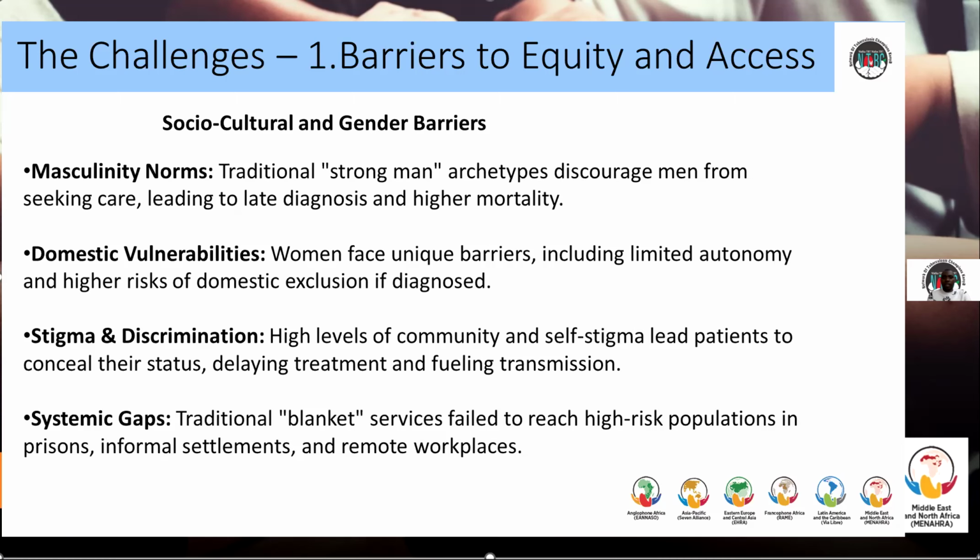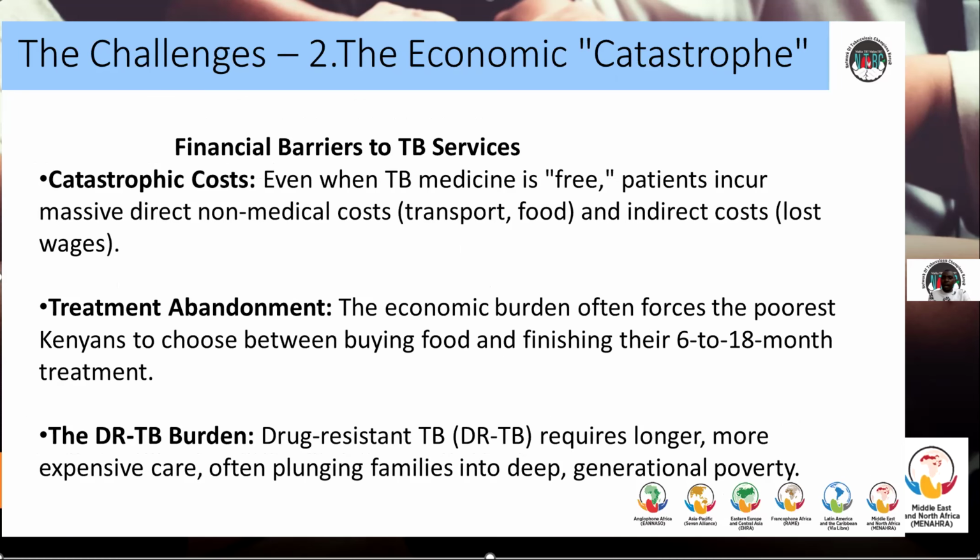Challenge number two is the financial barrier. As I highlighted earlier, catastrophic cost. Even when medicine is free, patients incur massive direct non-medical costs, which include transport and food, and indirect costs, which are very critical and very important when somebody is on TB treatment, as they have to come for medication. A component is treatment abandonment; these are very critical ones. The economic burden often forces Kenyans to choose between buying food or finishing their medication.